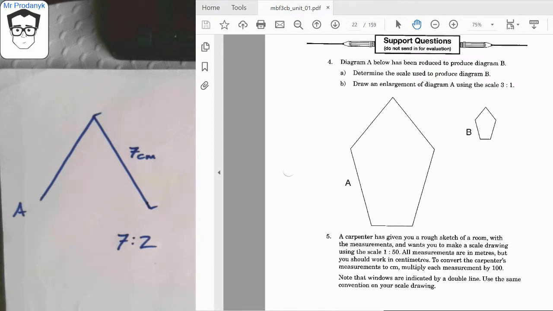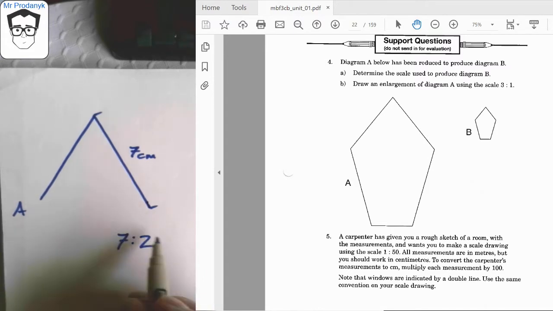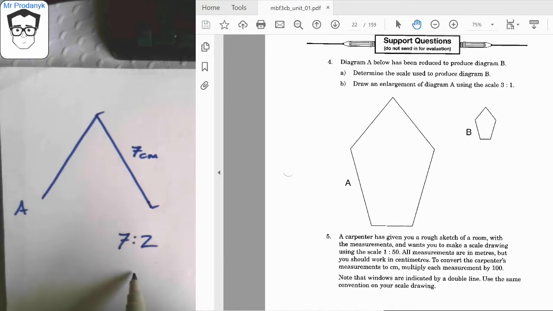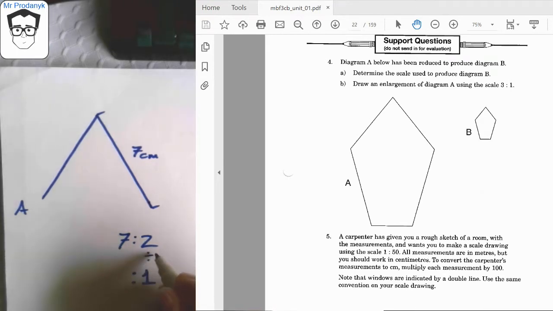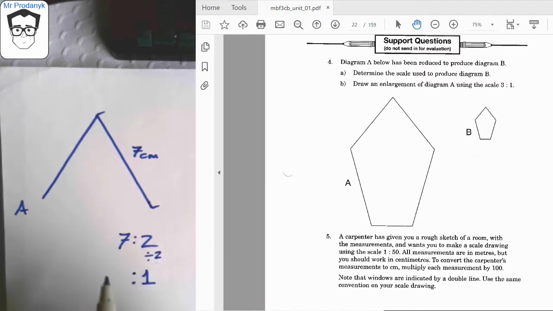Now generally with these scales, we like to have them in terms of one larger number to 1 unit. So basically what I need to do is take this, and since 2 here is the smaller number, I want to get this down to a 1 factor. Like you can see in the example, it was 3 to 1. If I divide this side by 2, it's just a basic ratio, I have to divide the other side by 2 as well.